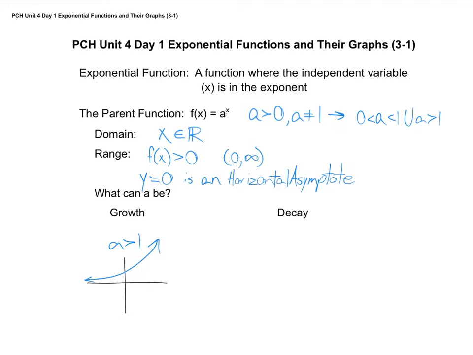Now, for decay, this is when a is between 0 and 1. The reason why it's decay is if you think of a half: a half to the 0 power is 1, a half to the first is a half, to the second power is 1/4, to the third power is 1/8. It's approaching 0 as x gets bigger. So in this case, the graph is going to look something like that. It's going to be decaying, going down, closer to 0. Alright, makes sense so far?